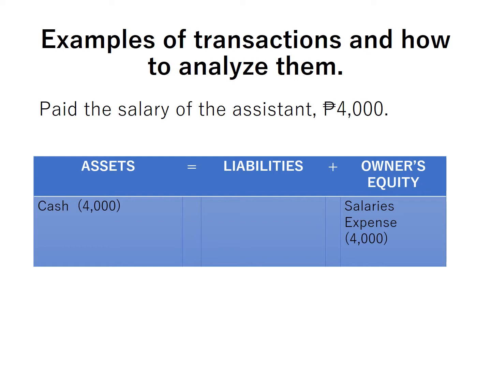What accounts are affected? The first account affected is cash because there's a payment. The other account affected is salaries expense. We can use this account to record the salary of employees. What is the effect of the transaction to cash? Cash is decreased by 4,000 pesos because the business paid 4,000 pesos for the assistant's salary.